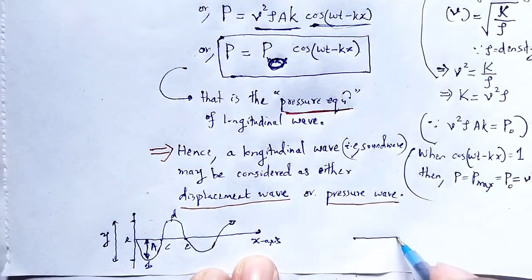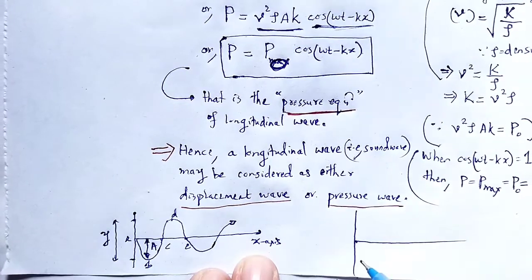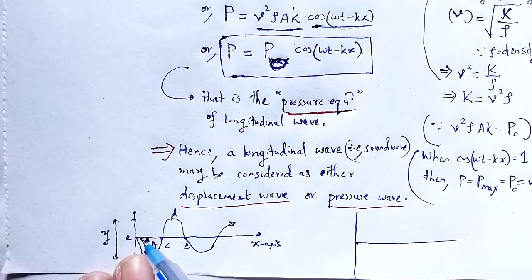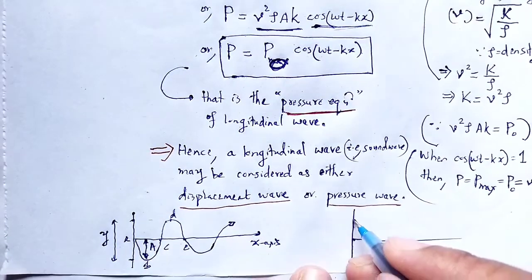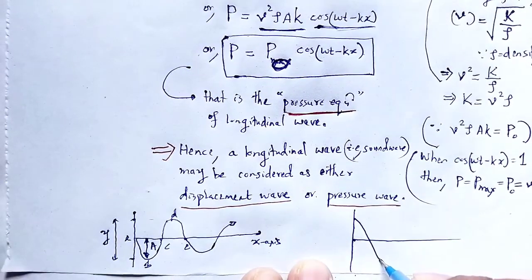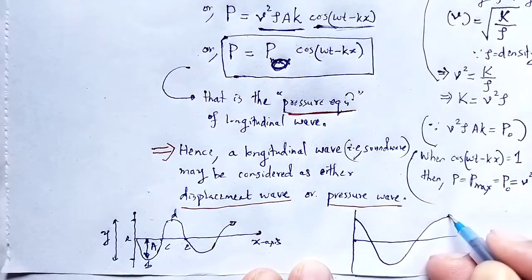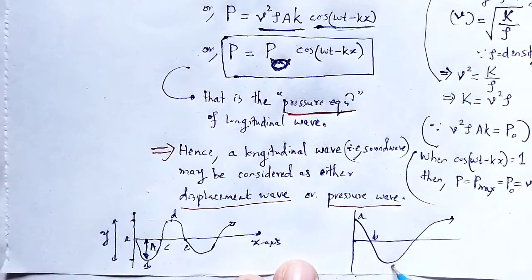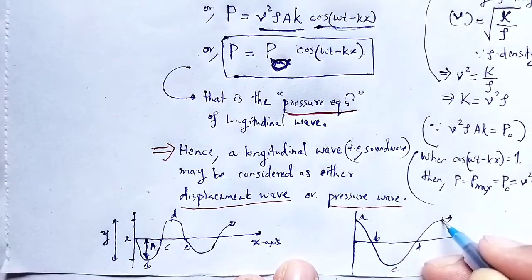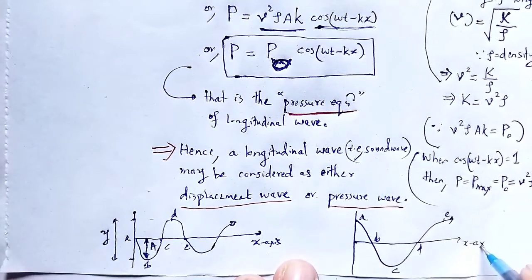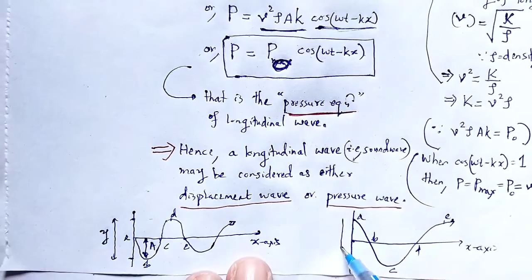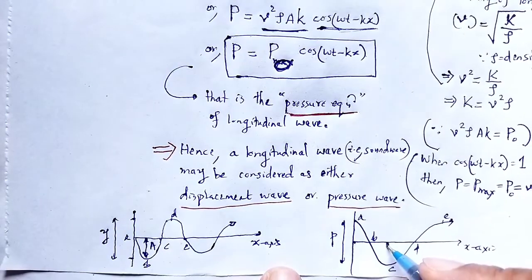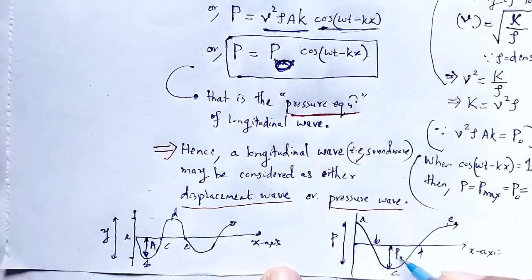In case of the pressure wave, the phase is just 90 degrees out, so from this, here A, B, C, D, E along the x axis, that is the pressure and the maximum pressure P naught.